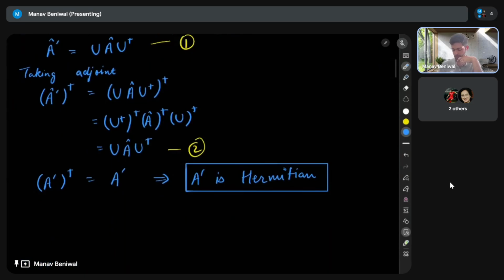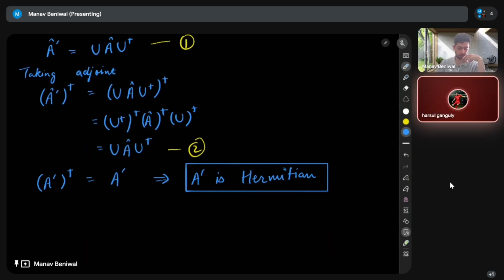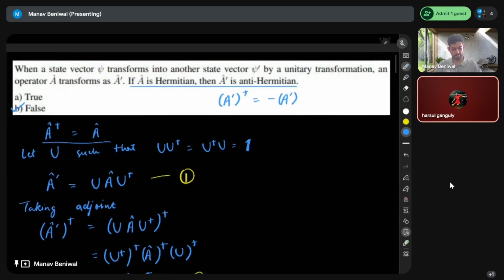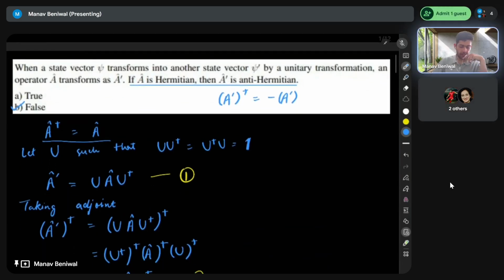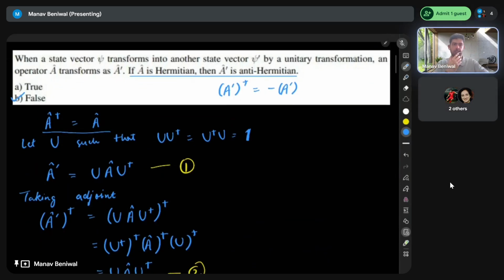Okay, any doubts? What did we do with psi, or was it just given as some information? It was just given as a kind of definition of a unitary transformation. Yeah, we didn't use that. That is not required.